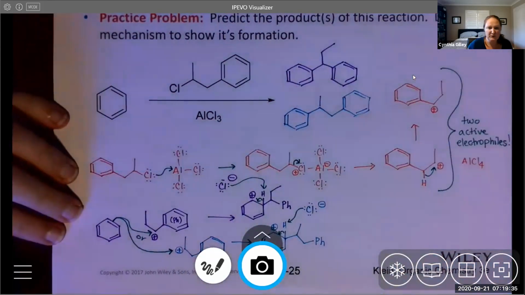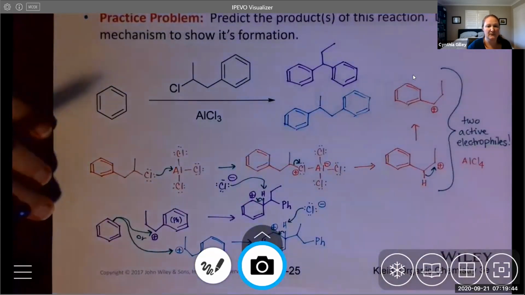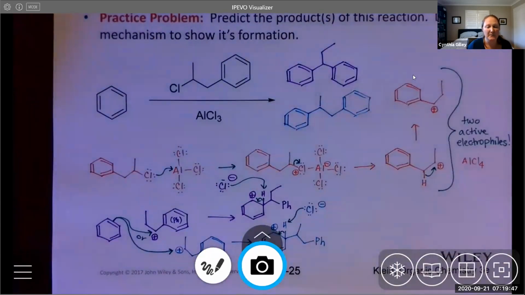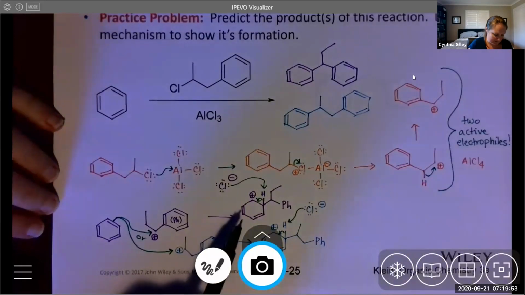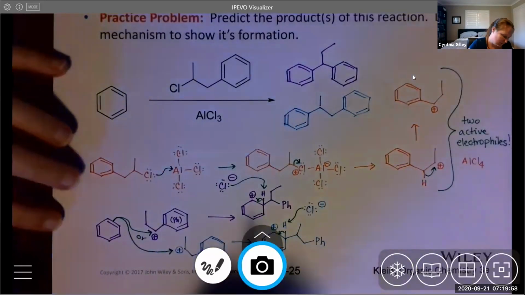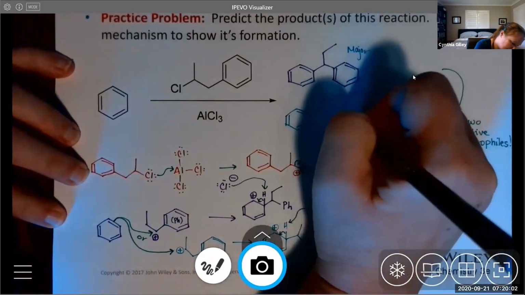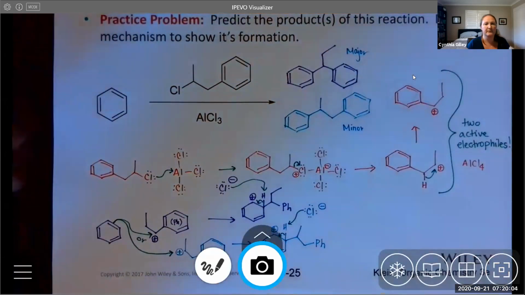Now you might ask me which one is major and which one is minor. So the answer to that is, I think I might have, oh no, I did screen share this. The answer to that is usually the rearranged product is the major, right? So the purple one is the one that rearranged. So we're going to label this as major, right? And this is minor. Okay.